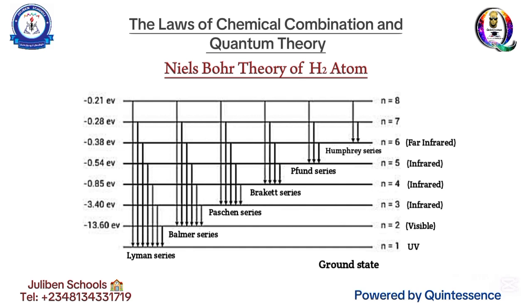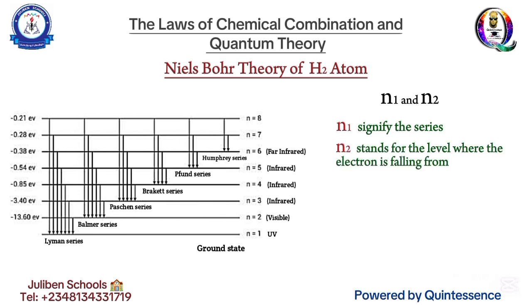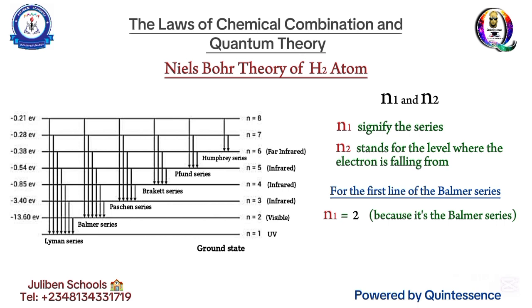Now, the first line of the Balmer series, we have N1 and N2. N1 simply signifies the series, while N2 stands for the level where the electron is falling from, okay? So the first line of the Balmer series actually has N1 as 2 because it is the Balmer series. Then the first line is falling from the 3rd level to the 2nd level. So automatically your N2 is 3. So you can actually find the 2nd line of the Balmer series, 3rd line of the Paschen series. You can give those as multiple exam questions for your students to play with.